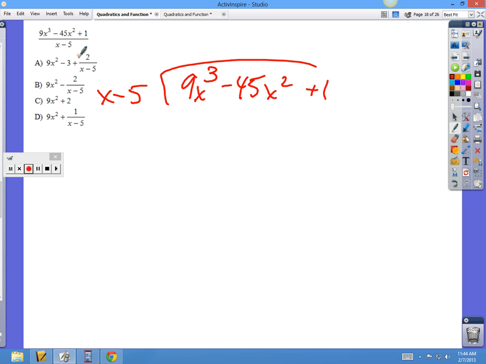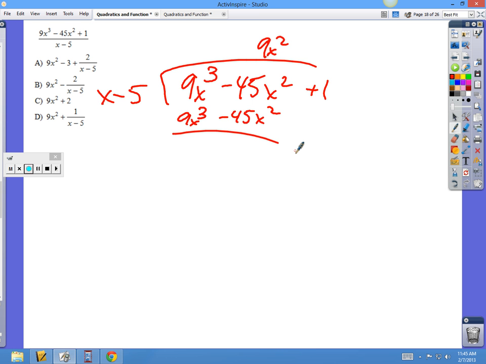So ignore the x minus 5. Just look at your x. What can you multiply x by to have it end up at 9x cubed? So you're going to go 9x squared. But now you've got a 9x squared, multiply both terms. 9x squared times the x is 9x cubed. But 9x squared times the minus 5 is minus 45x squared.